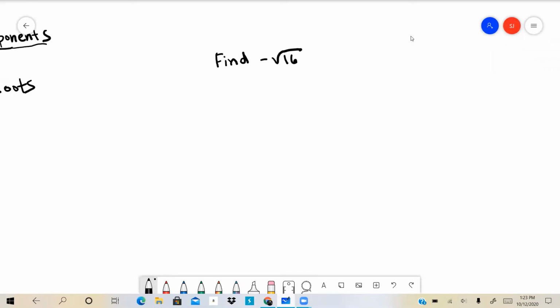So this is negative and then the square root of 16. The square root of 16 is 4, and we add the negative symbol, so the answer to this is negative 4. If the negative symbol was inside, this would be equal to 4. But since it's outside of it, we always do negative, because the square of any number is always positive.